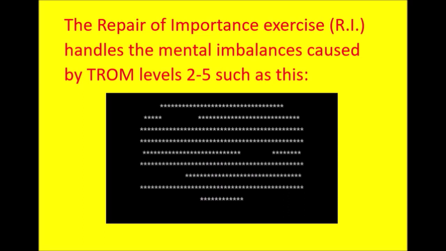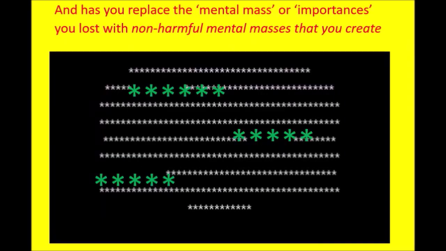So you repair this condition by creating things around you, which are essentially non-harmful mental masses. Thus the term repair of importances. I guess he could have just as easily called the exercise replacement of importances, also known as RI. You replace lost mental masses with masses of your own, and that's all there is to it.